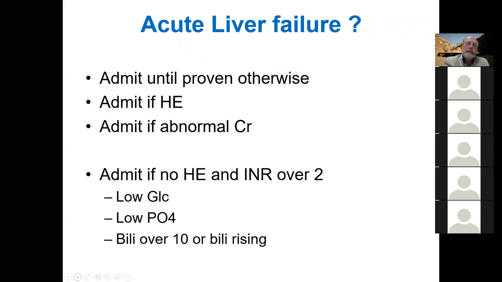Admit until proven otherwise. Transfer to the ICU when they're going from grade 2 to grade 3 HE. ICU care if the creatinine has risen by 0.3, confirmed. You're going to admit, even if they don't have encephalopathy, if they have a low glucose or low phosphorus. And if you can't monitor glucoses frequently on the ward, or phosphorus, move them to the ICU.